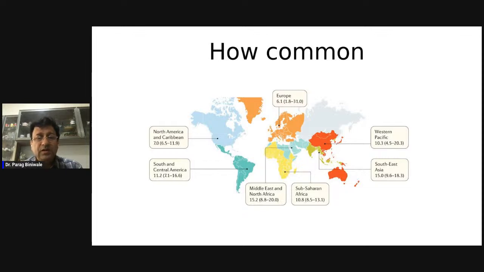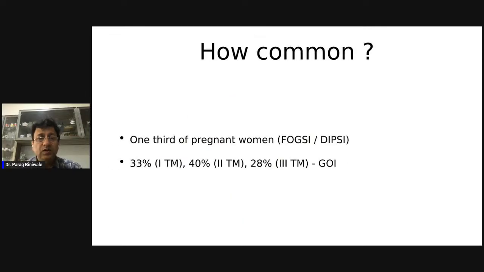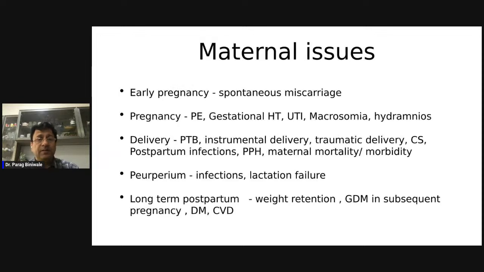How common is this condition? Worldwide, there are so many women who are suffering from hyperglycemia in general, but in our country, in Southeast Asia, 15% is what is postulated. In our country, 1/3 of pregnant women do experience hyperglycemia in pregnancy, 33% in the first trimester, and these basically contribute to the early gestational diabetes.